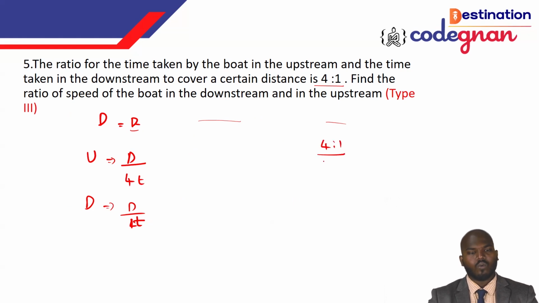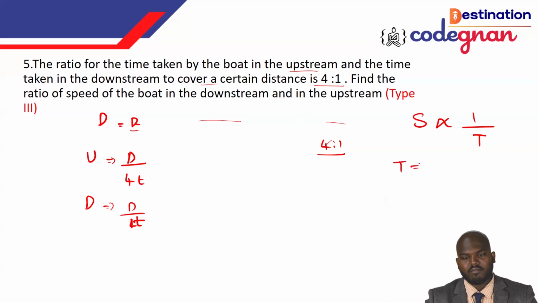That is 4:1 only. Why is the value the same? They have given upstream and downstream. When it comes to this, you must know one logic: speed is inversely proportional to the time. They have given the time ratio as 1:4. If you are taking downstream and upstream, the time is 1:4.